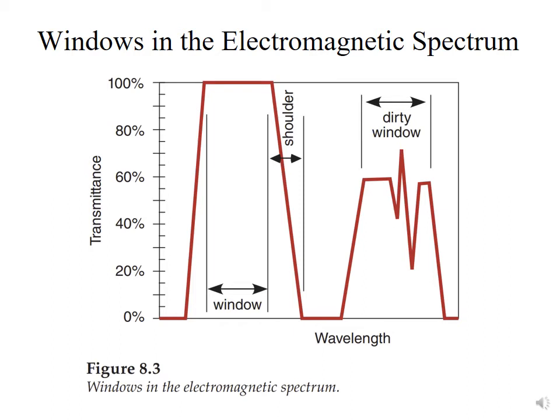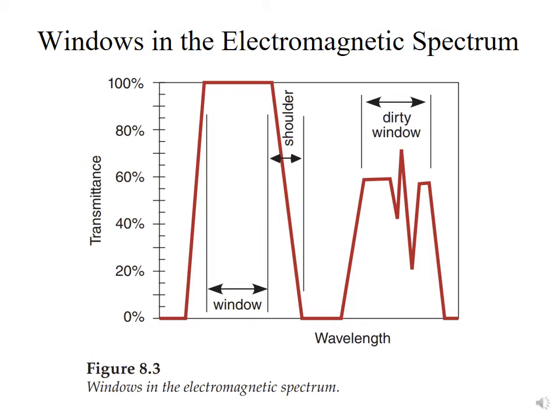So let's start off by looking at windows in the electromagnetic spectrum. Here we have figure 8.3 from Stull, and on the y-axis we have the transmittance. This is the ability of the atmosphere to transmit the radiation. When the transmittance is 100%, then the atmosphere is essentially transparent and all of the radiation is making it through. In contrast, when the transmittance is 0%, then none of the radiation is making it through the atmosphere and it's all being scattered and/or absorbed.